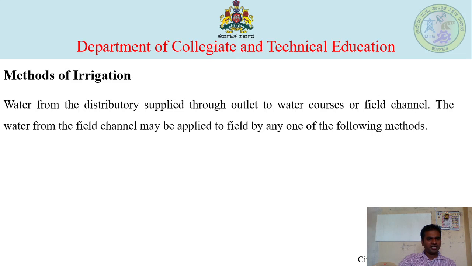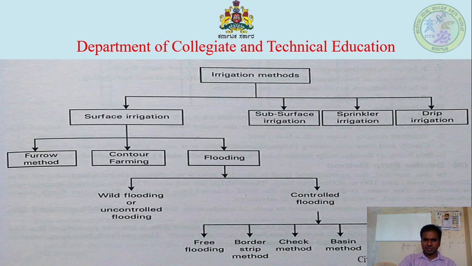First we'll see the methods of irrigation. Water from the distributary is supplied through an outlet to the water course or field channel. The water from the field channel may be applied to the field by any one of the following methods. These are the irrigation methods. Irrigation methods can be classified into various classes: surface irrigation, subsurface irrigation, sprinkler irrigation and drip irrigation.